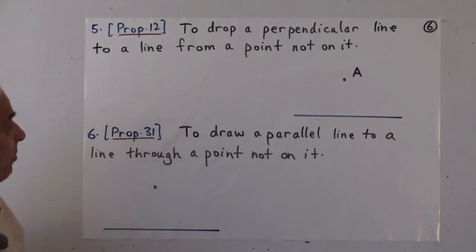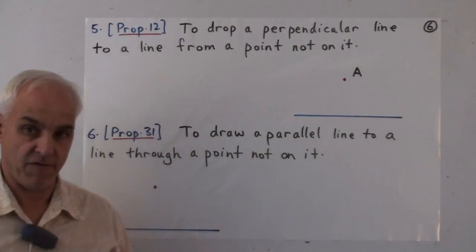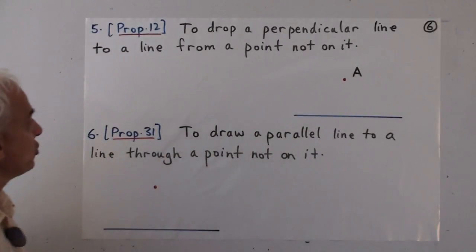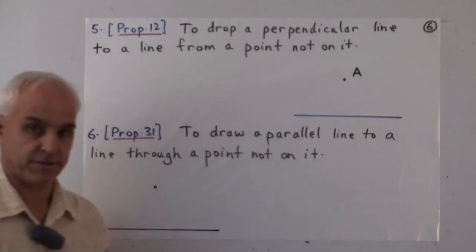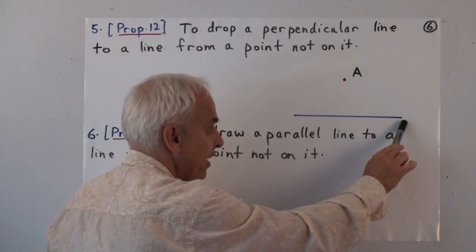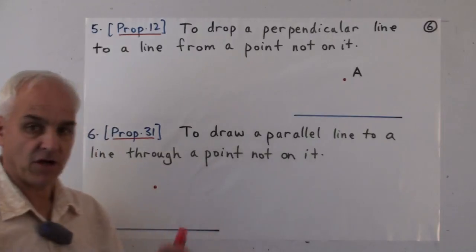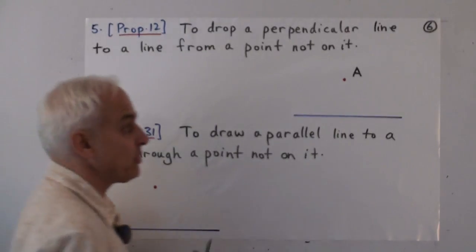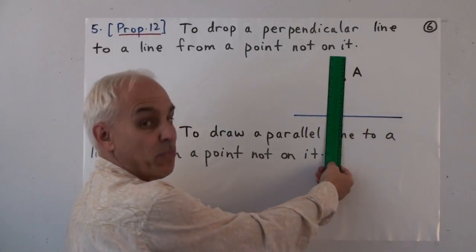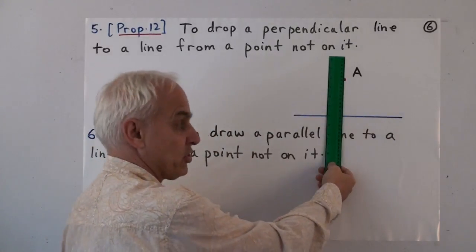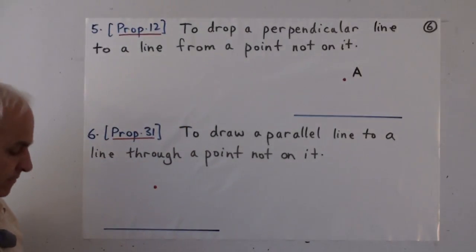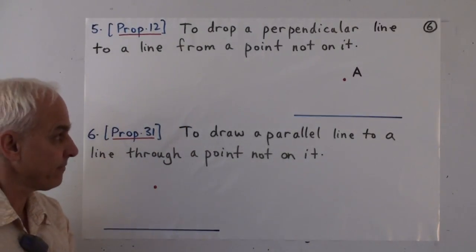Our next problem is proposition 12 of book 1, which is to drop a perpendicular line to a line from a point not on it. So the starting configuration is we again have a line, and now we have a point which is not on the line. And what we want to do, exactly as in the previous problem, is construct this perpendicular line to our original line, which now goes through the point A off the line. So how do we do that?